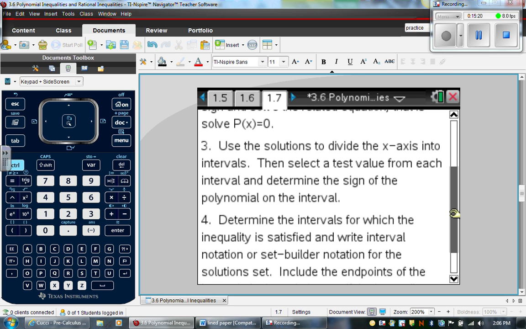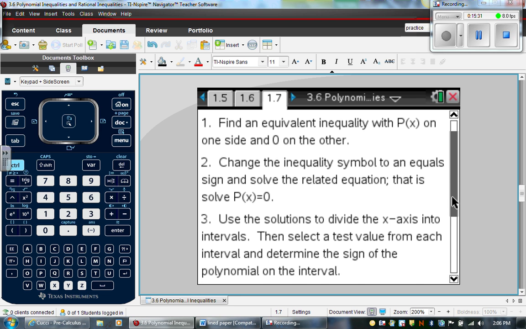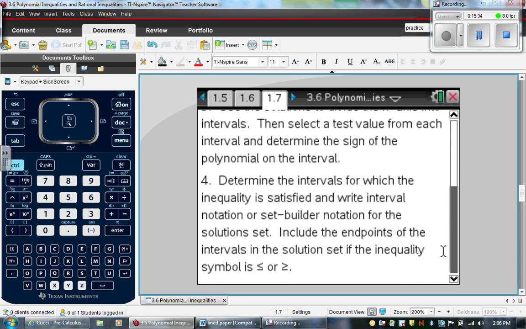Use the solutions to divide the axis into intervals, then select a test value from each interval and determine the sign of the polynomial on the interval. Determine the intervals for which the inequality is satisfied and write interval notation or set builder notation for the solution sets. Include the endpoints of the intervals in the solution set if the inequality symbol is greater than or equal to or less than or equal to.